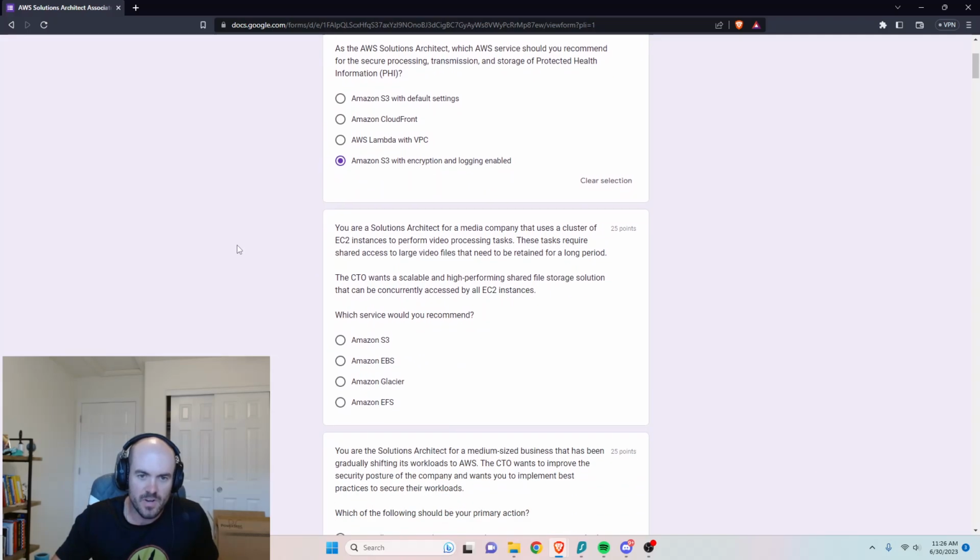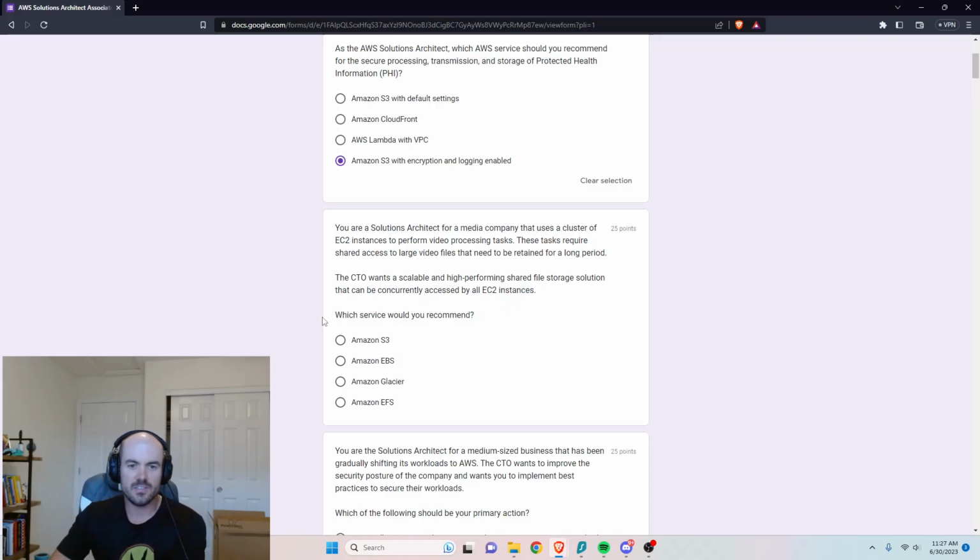Okay. Moving on, you are a solutions architect for a media company that uses a cluster of EC2 instances to perform video processing tasks. These tasks require shared access to large video files that need to be retained for a long period. The CTO wants a scalable and high-performing shared file storage solution that can be concurrently accessed by all EC2 instances. What service would you recommend? So right off the bat, it says that we need a shared file storage solution, okay? File storage being the key words there, that can be concurrently accessed by all EC2 instances, all right?